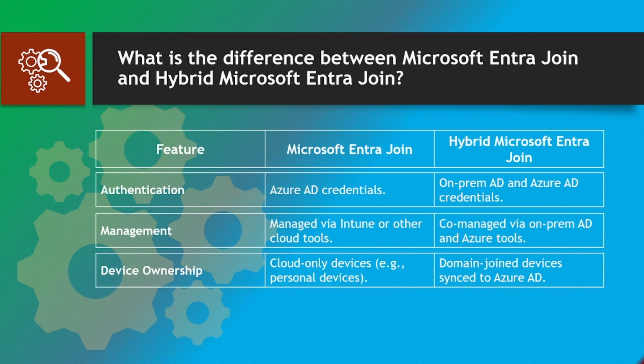Moving to the next one. What is the difference between Microsoft Entra join and hybrid Microsoft Entra join? So we have two things: Microsoft Entra join and hybrid Microsoft Entra join. Let's see the differences. Authentication happens with Azure AD credentials for Microsoft Entra join, and in hybrid Microsoft Entra join, with on-premises and Azure AD credentials. So authentication happens in both places. Management: managed via Intune and other cloud tools, versus co-managed via on-premises AD and Azure tools. Device ownership: cloud-only devices, for example personal devices, versus domain-joined devices synced to Azure AD.